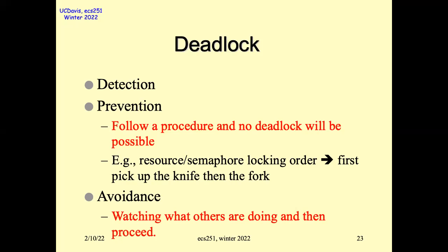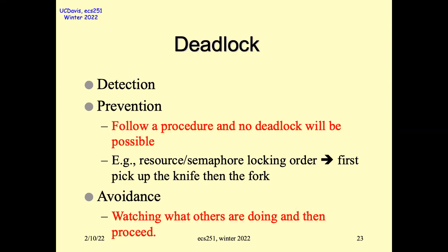Deadlock avoidance, on the other hand, is that when you're driving or when you're entering the semaphore, you need to pay attention to what other people are doing. You need to see whether another thread might be doing a certain thing, and you try to avoid that because you see it's coming. That's why it's called deadlock avoidance.